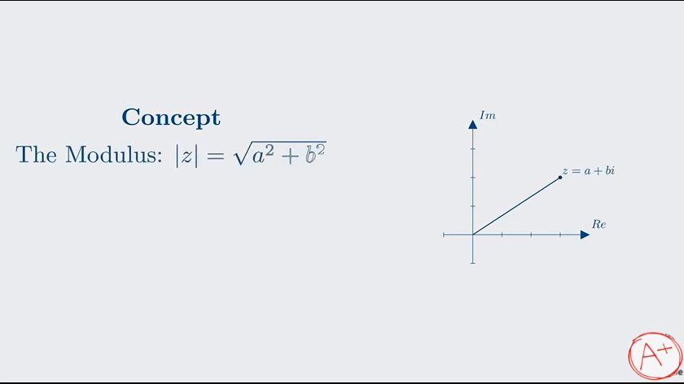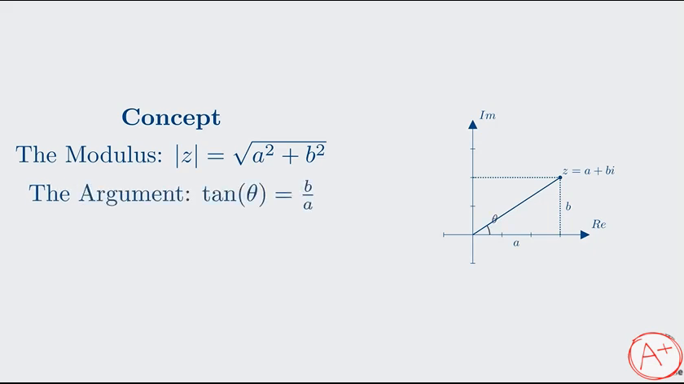Every complex number has a magnitude and a direction, similar to a vector. The magnitude is called the modulus, denoted by the absolute value of z. It represents the distance from the origin to the point in the complex plane. By applying Pythagoras' theorem to our Argand diagram, we find that the modulus is the square root of a squared plus b squared. The direction is called the argument, which is the angle theta that the line from the origin to z makes with the positive real axis.